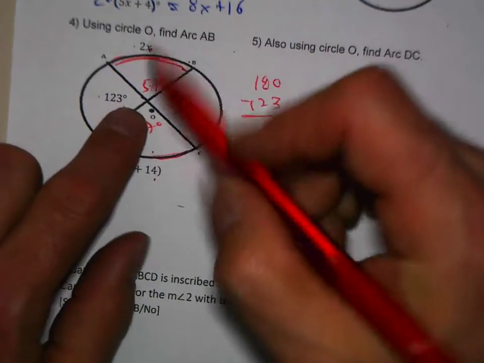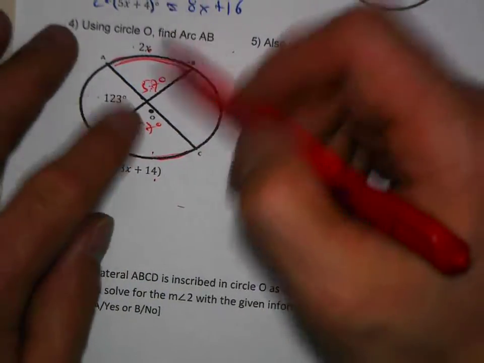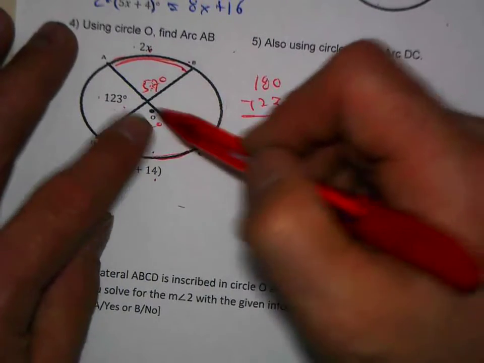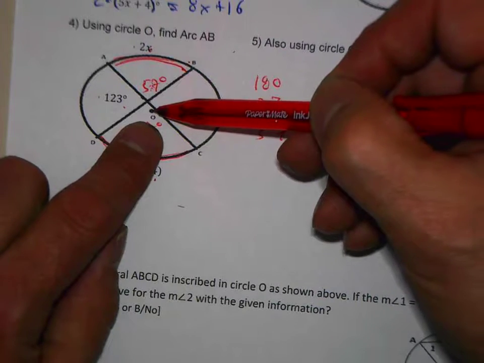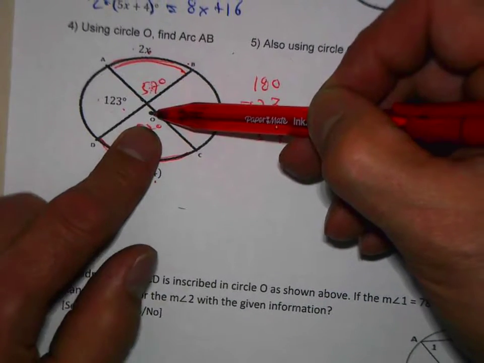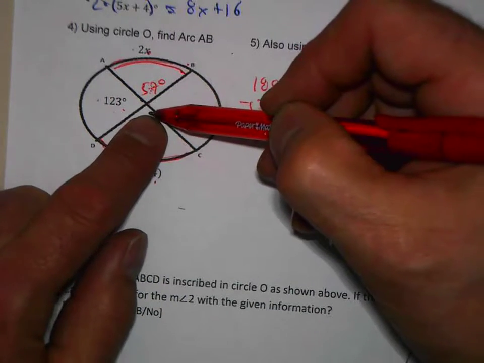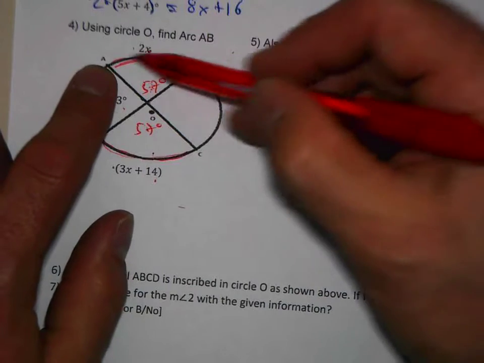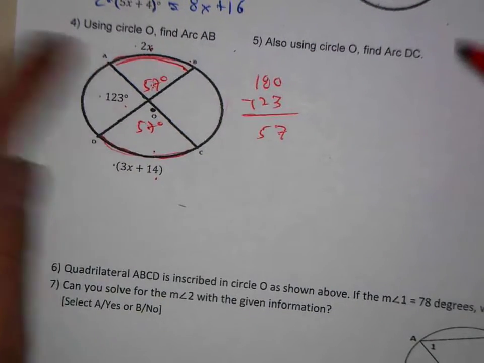No, it's not, because this angle would have to be a central angle. Is this a central angle? The answer is no, because the vertex of your angle is not on the center. If this vertex was on the center, it would be a central angle, and this intercepted arc would be 57 degrees. But in this case, it's not.